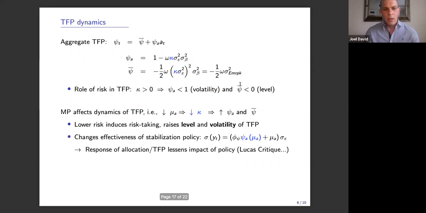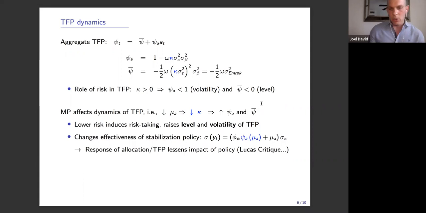Okay. So again, what's the role of monetary policy? So think about countercyclical policy, meaning a smaller or more negative mu A. It's going to cause kappa to fall. That causes capital to shift to high beta firms. TFP itself is going to become more volatile. Psi A is going to go up. At the same time, the long run level of TFP is going to increase. Psi bar is going to go up. Okay, so we have this level effect and this volatility effect, and they move in the same direction.